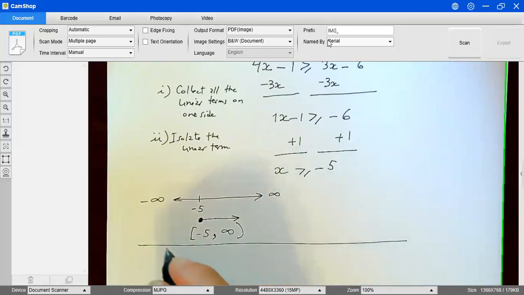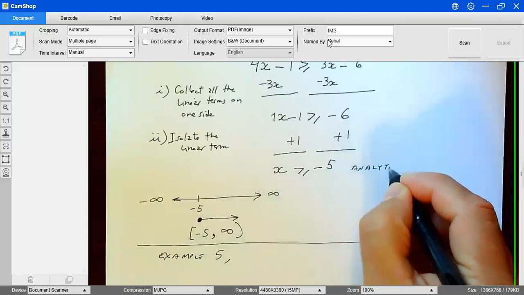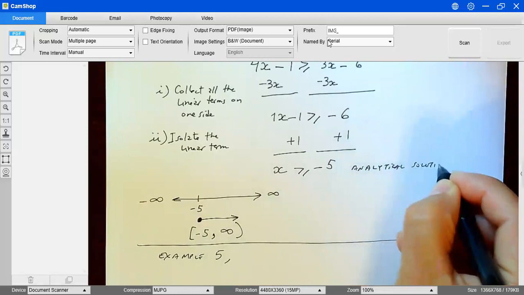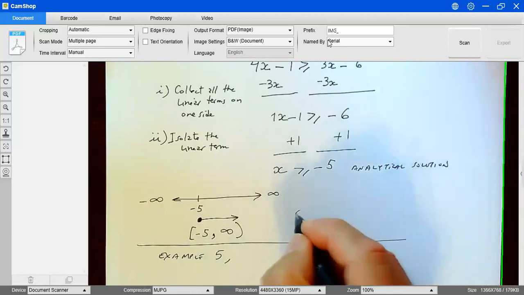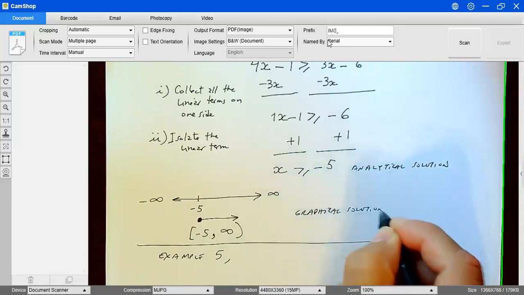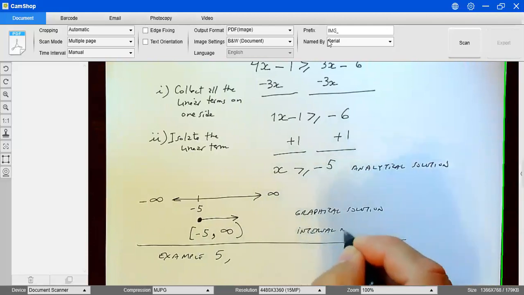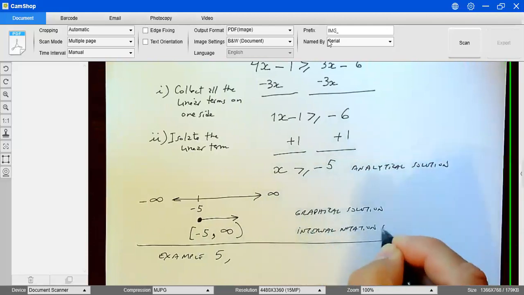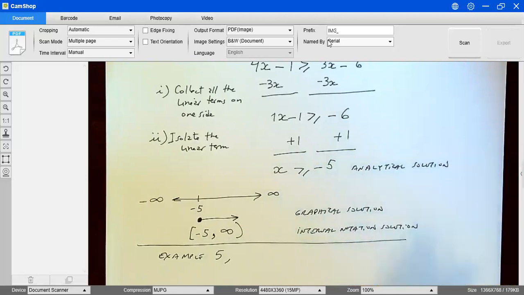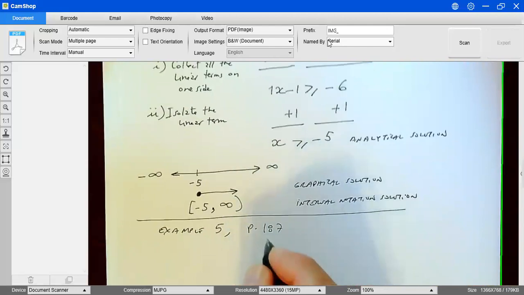So now, example 5. So again, this is the analytical solution. This is the graphical solution. And this is the interval notation solution. So example 5 is on page 187.